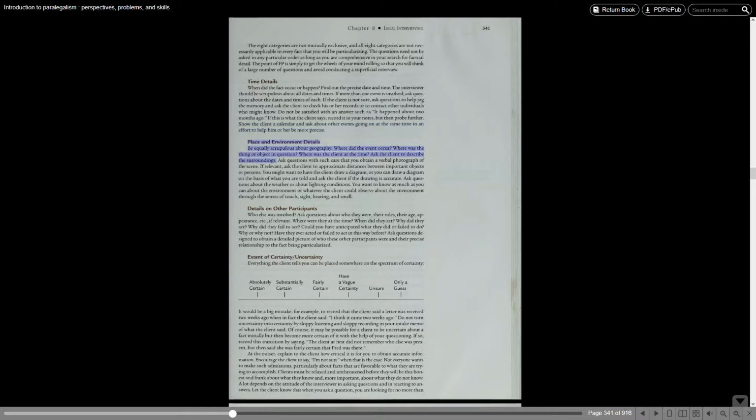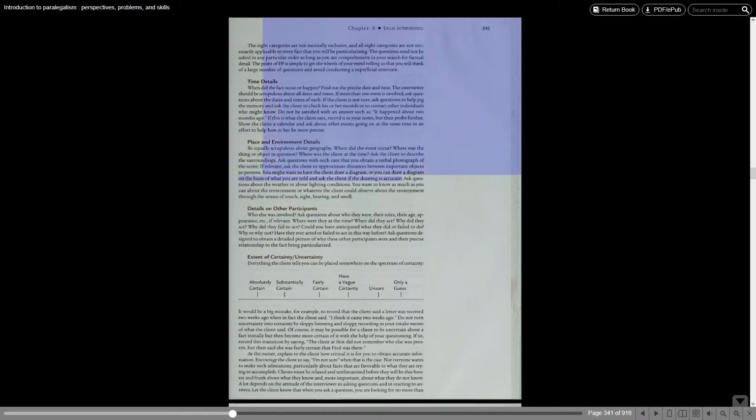Place and environment details: be equally scrupulous about geography. Where did the event occur? Where was the thing or object in question? Where was the client at the time? Ask the client to describe the surroundings. Ask questions with such care that you obtain a verbal photograph of the scene. If relevant, ask the client to approximate distances between important objects or persons.